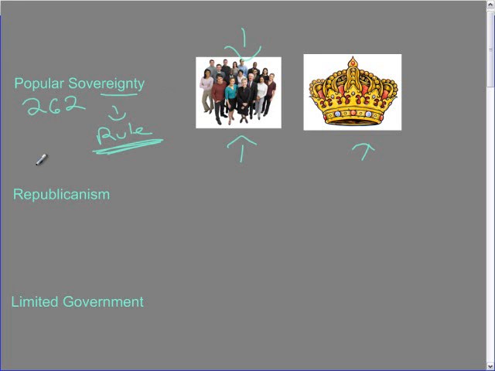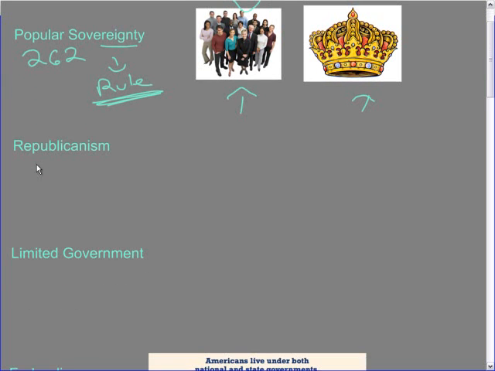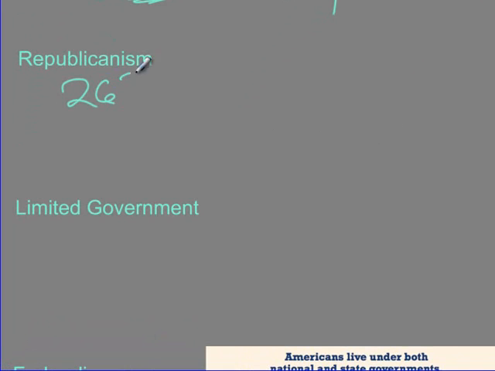Now, we do not vote for everything. We do not vote for every little law and every little tax, because instead we are a republic, which is the second principle of the Constitution, which is on page 263. We rule by voting, but because we are a republic, we vote for representatives, because a republic is a government in which people vote for representatives to govern them, which is something that we have talked about a lot. So hopefully you can remember that.